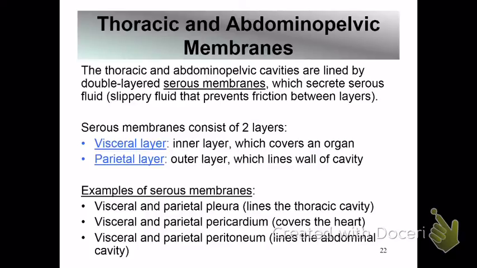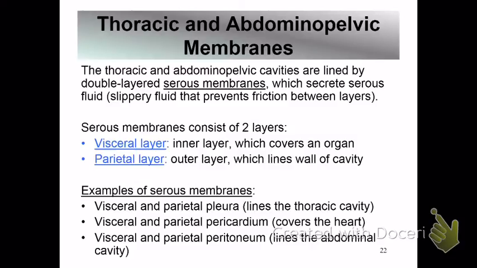The visceral layer is what's on the outside of the organ, so it's around the organ. The parietal layer lines the cavity. So the visceral layer and the parietal layer rub against each other. Just to visualize, to make this simple: your lungs have a visceral layer around them. Your thoracic cavity is lined in a parietal layer. Does that make sense?